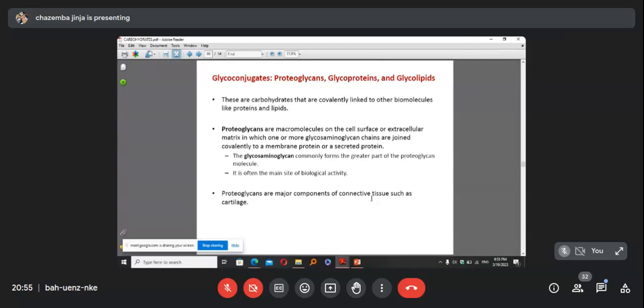Then we have glycoconjugates. Glycoconjugates are simply structures formed when you combine carbohydrates with other macromolecules. An example are proteoglycans, when you combine proteins and glycosaminoglycans. Glycoproteins, same thing. Glycolipids, when you have carbohydrates and lipids. So these carbohydrates can be covalently linked to other biomolecules like proteins and lipids, as examples of the proteoglycans, glycoproteins, and glycolipids.